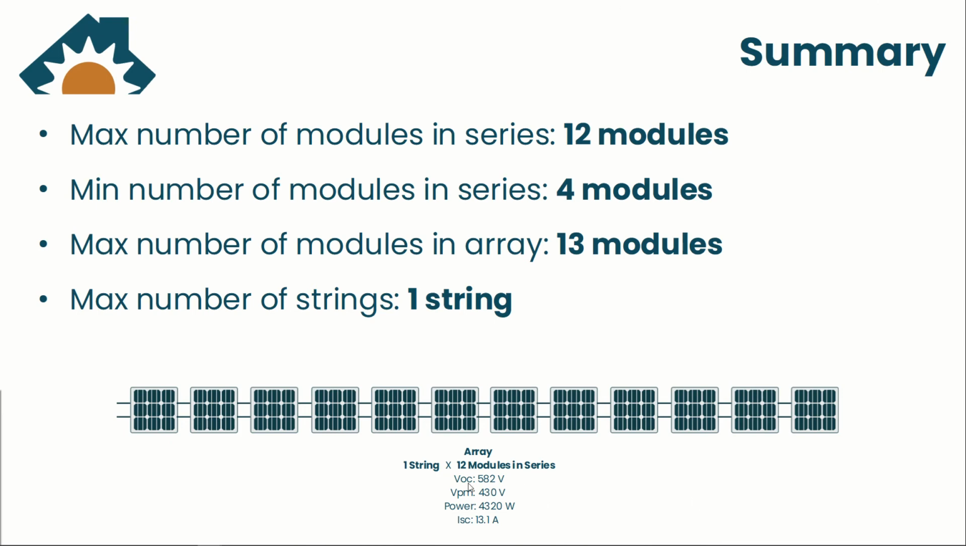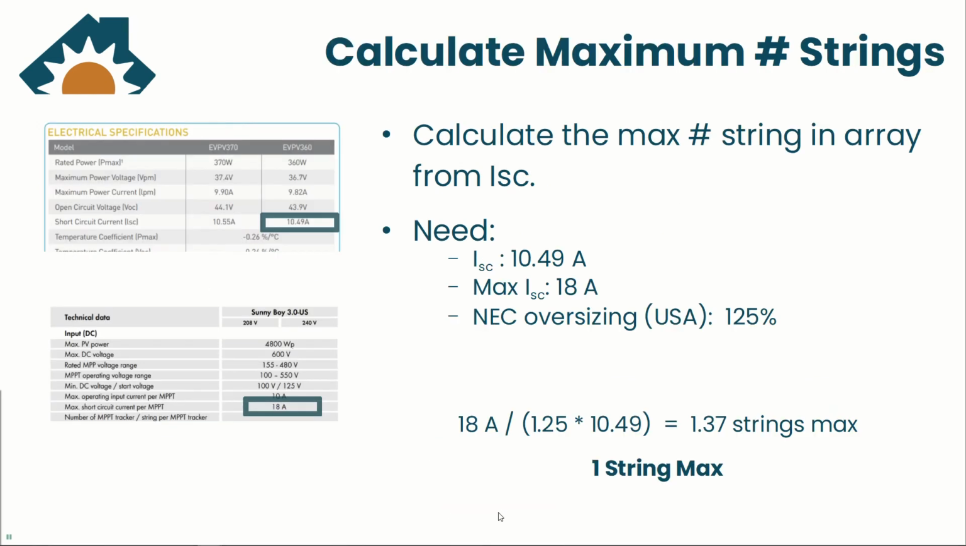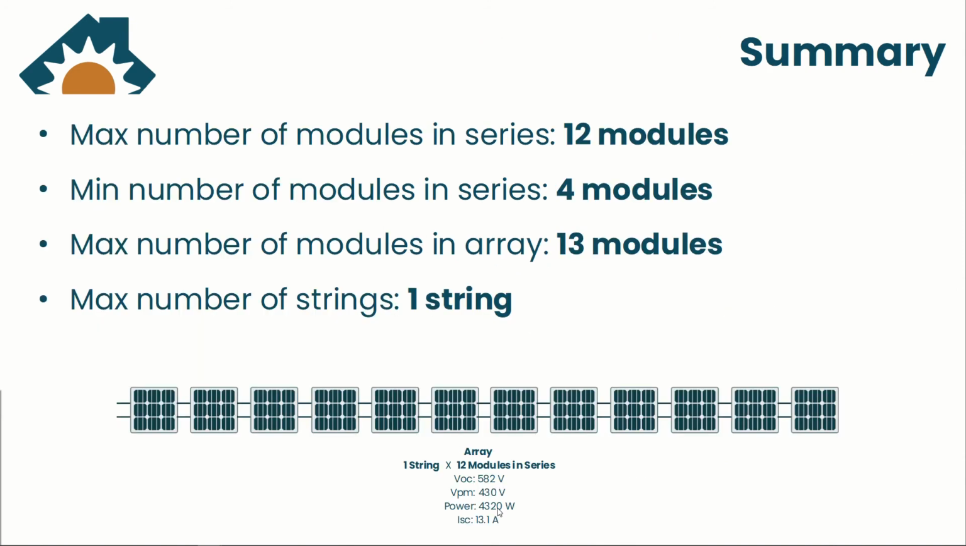So our VOC is 582. I think the inverter was 600. The VMP is 430. We chose the 125 volts, so that's above that. The power was, was it 5,000? What was it? Let's check it out. The power is 4,800. So yeah, we are within the 4,320 watts, where we are within that.